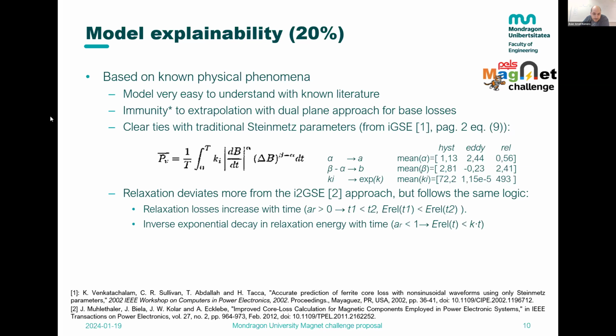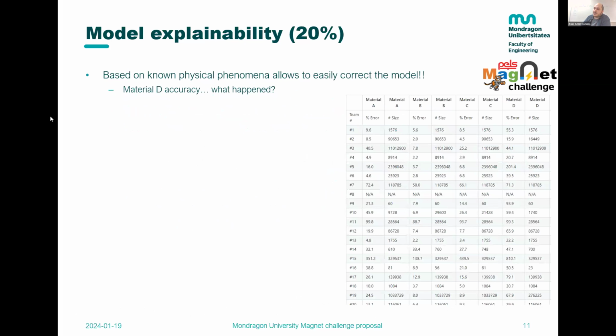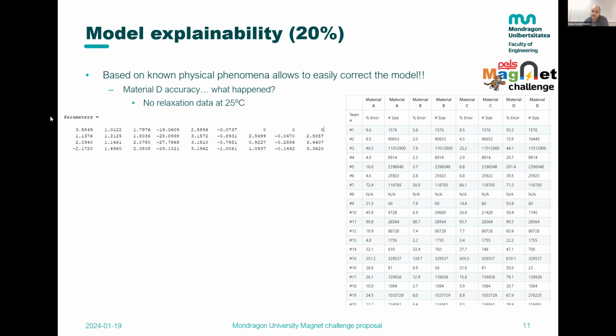That's quite interesting. And now, what happened to material D? Now that we have explainability, right? It was a problem for us, and we see that it was a problem for a lot of other teams. So we checked what was really happening. We see the parameters, and we can clearly see that the parameters for relaxation are 0 at 25 degrees. These last 3 columns, right? Okay, maybe there's no relaxation data. In fact, there was no relaxation data, trapezoidal waveform relaxation.